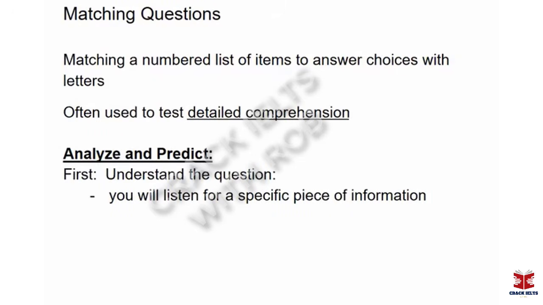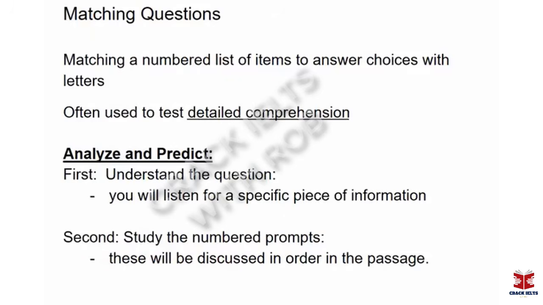First, you need to understand the question. Okay, so you will listen for a specific piece of information for this question type. In our example that we saw at the beginning of this lesson, we were given the question, okay, what activities will Julia do? Okay, and then we give the list. She will do this, she might do this, she will not do that. It's important to understand exactly what you're supposed to listen for from this part of the question.